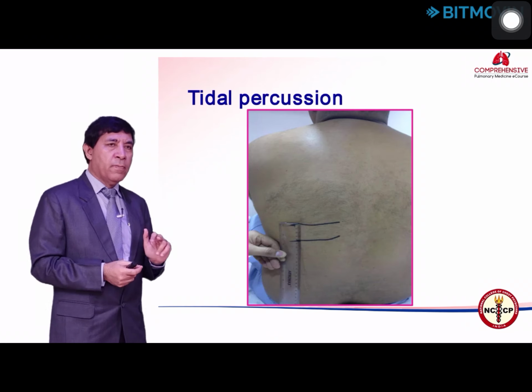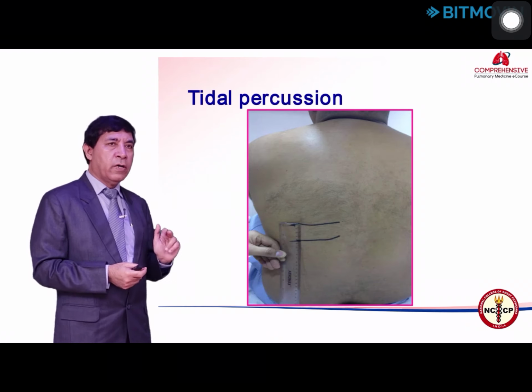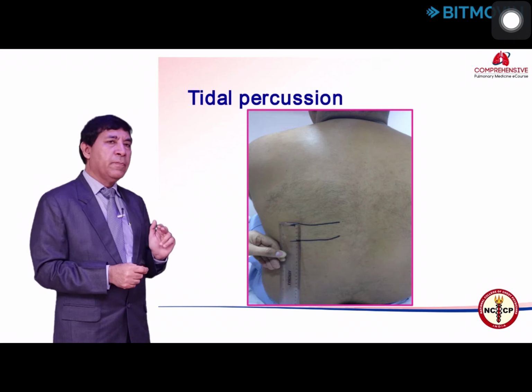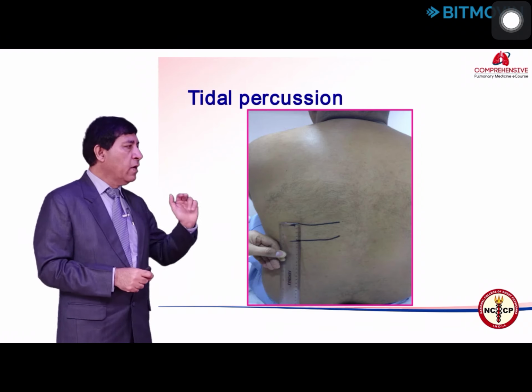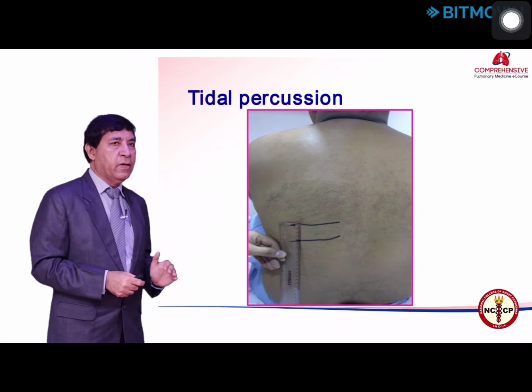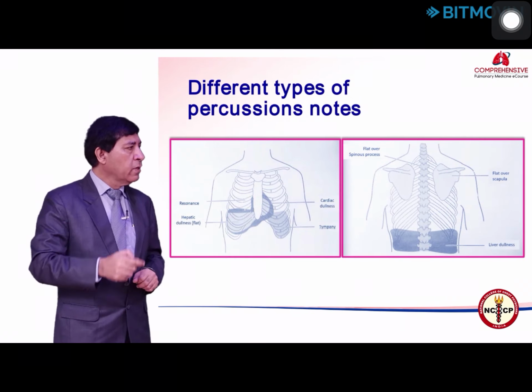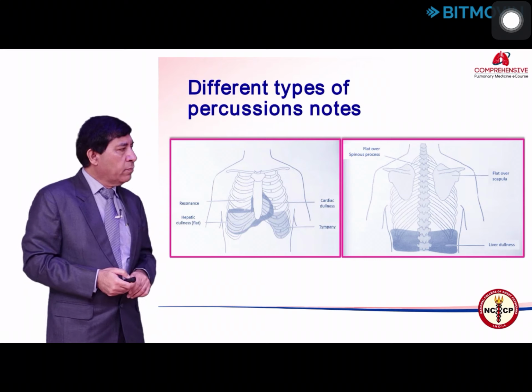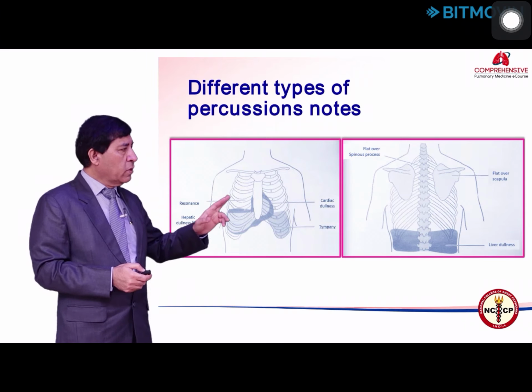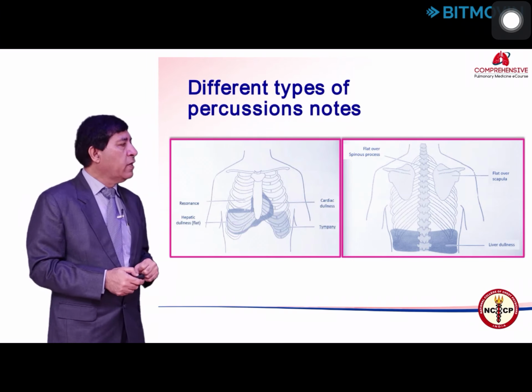So, you first percuss from above downward, looking for the dullness, and then tell the patient to take a deep breath and hold, and then again you see this dullness shifting by about one space. This is the way you can decide this. And then, as you can see, you have marked the position of the diaphragm.